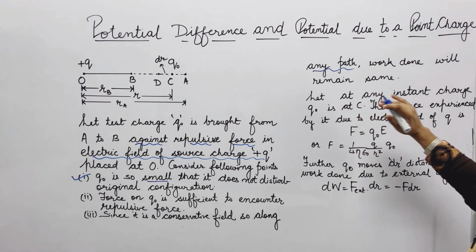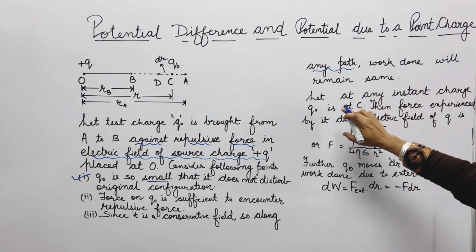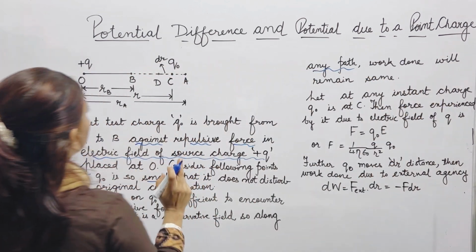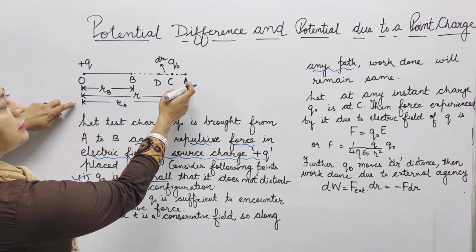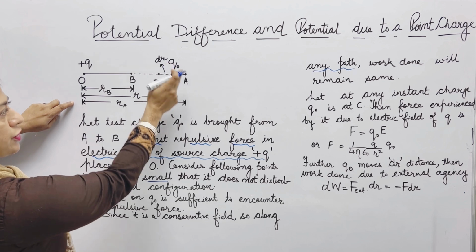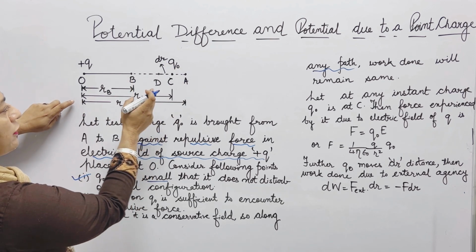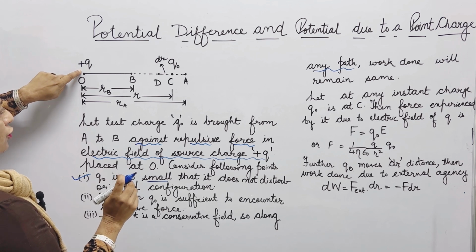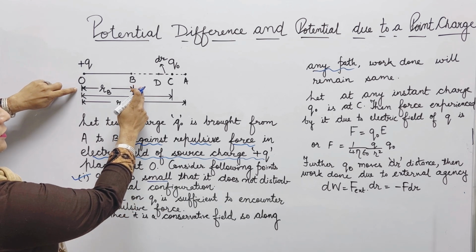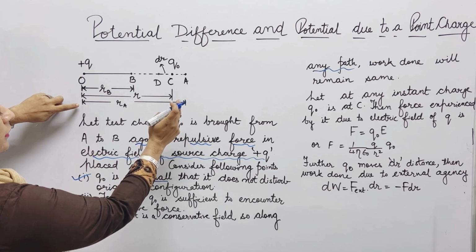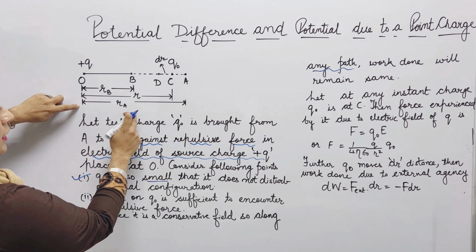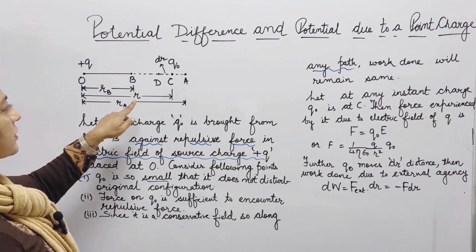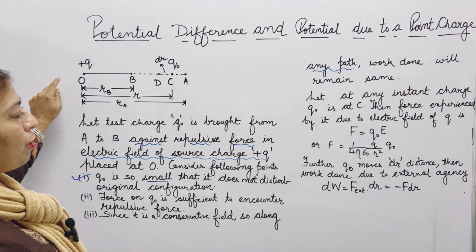Now, let at any instant the charge Q naught be at C. Now we can see the distances also. We have to take the charge Q naught from A to B. So we will find the distance from the point O where the plus Q charge is placed. That is at distance RB for B, and A is at a distance RA, and C, D are any points we have considered. So C is at a distance R from point O.